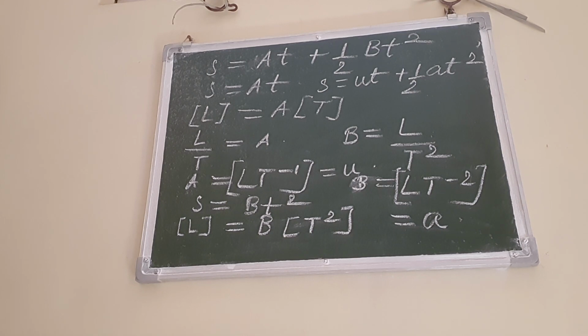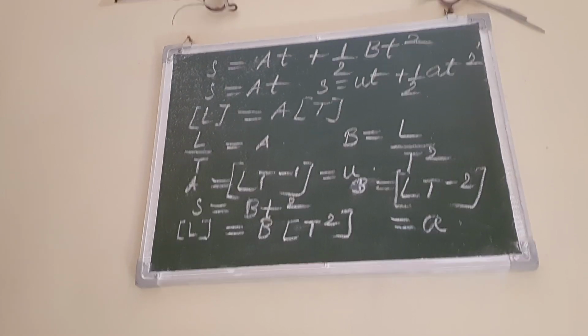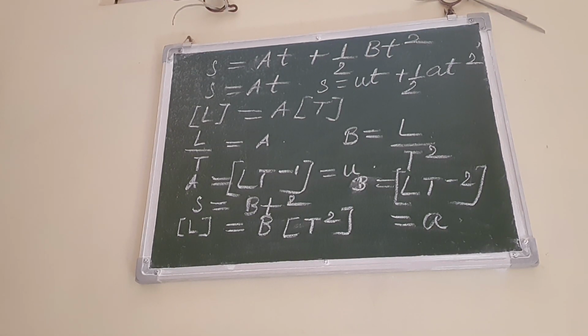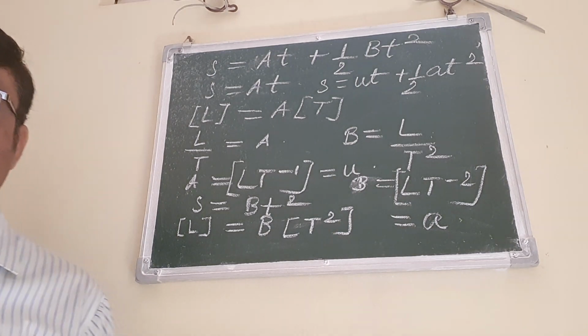Similarly, s is equal to bt square, where t square is the square of time. So it becomes L is equal to bt square. So b becomes L upon t square. Simplifying, we get LT raised to power minus 2, and it is going to represent the dimensions of acceleration. So it will represent the physical quantity acceleration, that is a. So our equation becomes s is equal to ut plus half at square. So I think you all might have understood this question.